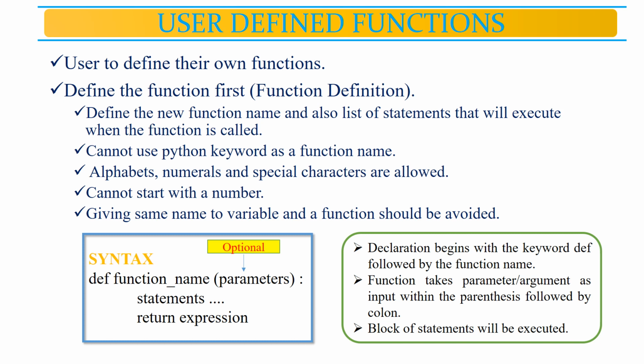This is the syntax for creating functions. In the function definition, def is a keyword and function name is the name of the function, and here we pass a list of parameters. This is optional, followed by the list of statements and the return expression. The declaration always begins with the keyword def and the function name, and the function can take a parameter or an argument, that is an input, within the parentheses, followed by a colon, and the block of statements will get executed.